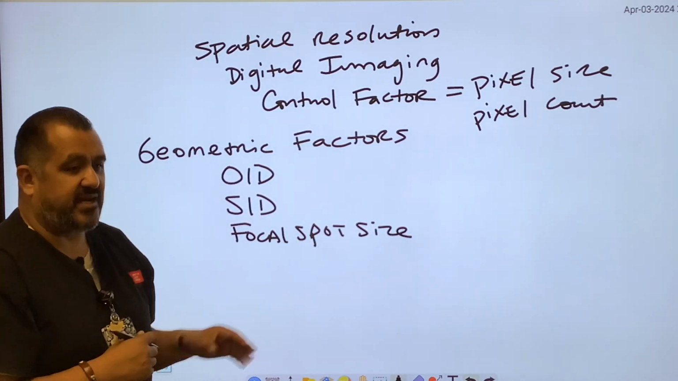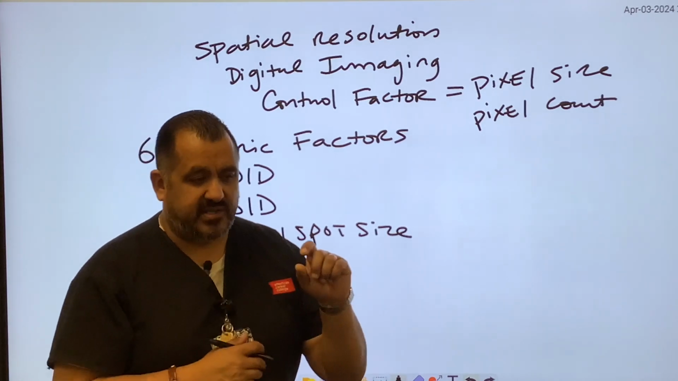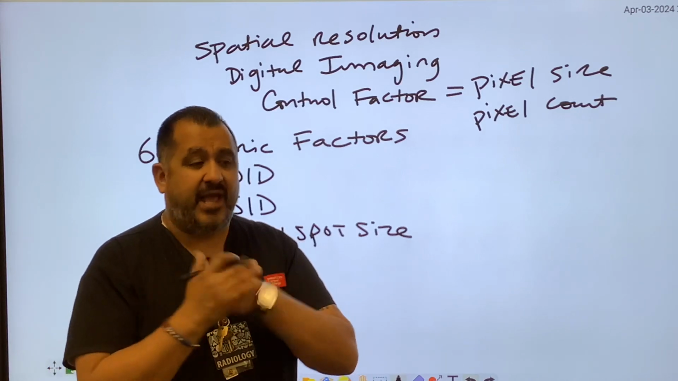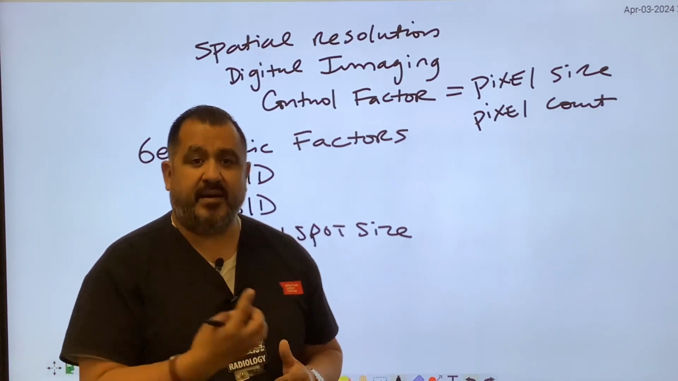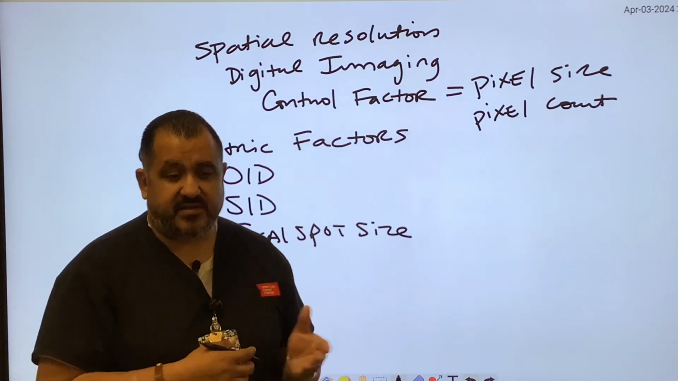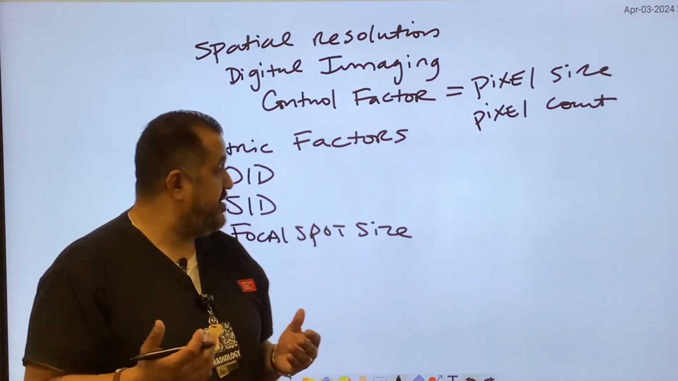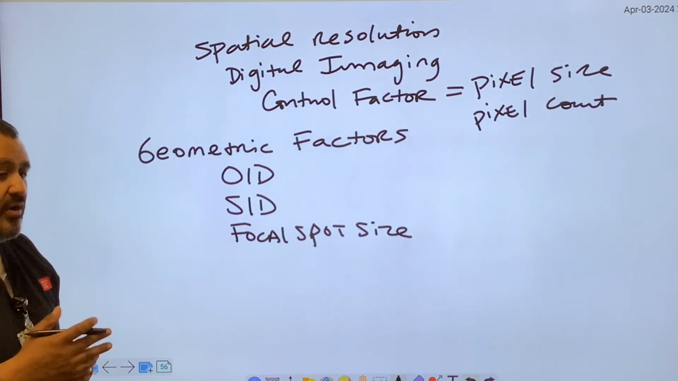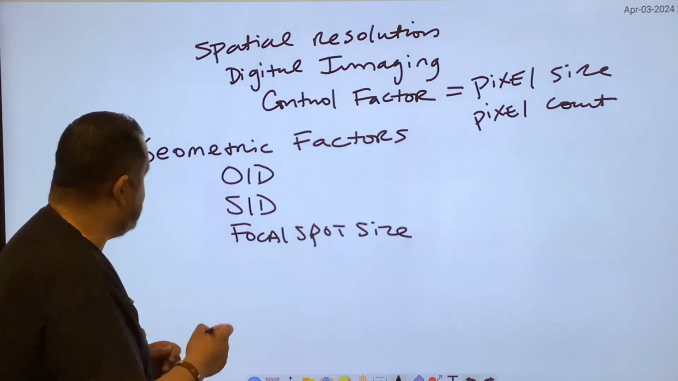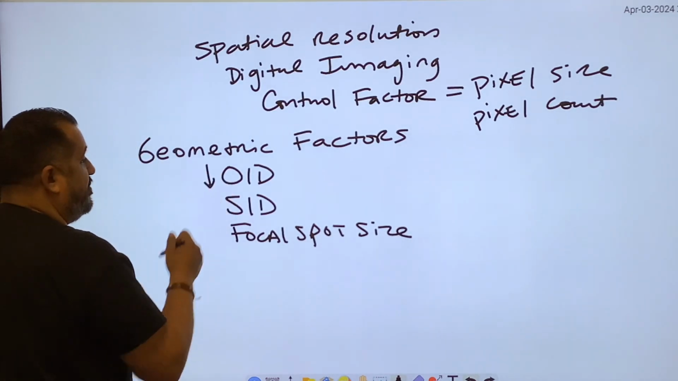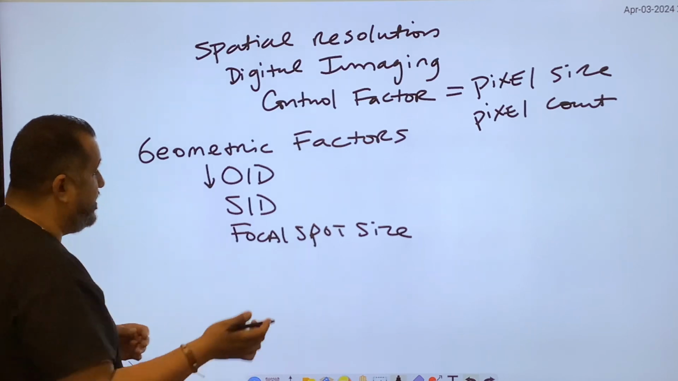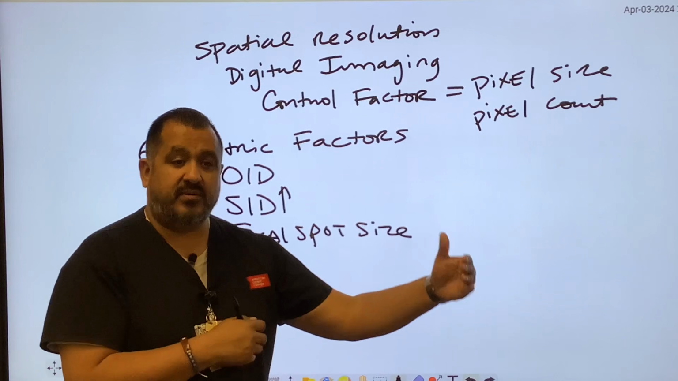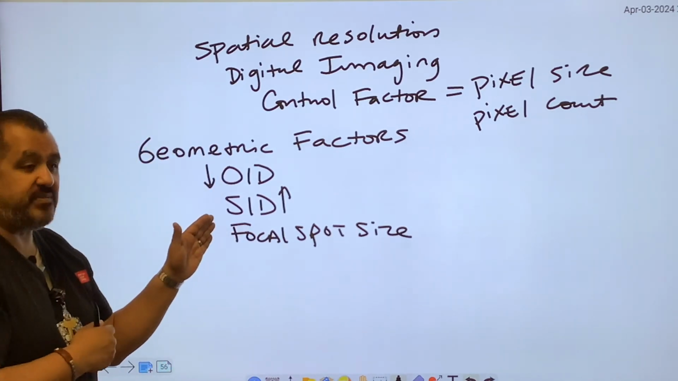Focal spot size is the size of the filament that you're selecting on the cathode, which has an impact on the stream of electrons that hit the anode and create the shadow around the object. So it has a factor on penumbra. The radiographic rule for geometric factors is to always minimize OID if you can, and use the most practical SID that you possibly can.